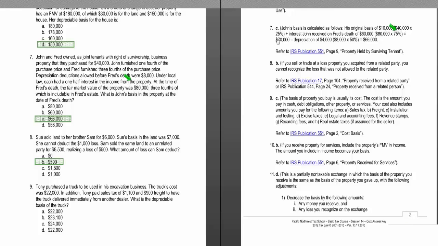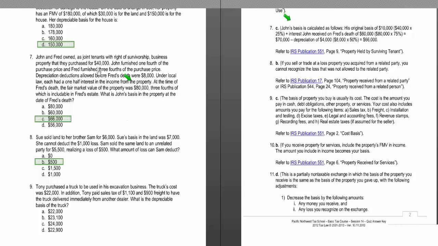So continuing with the calculations going into John's basis, we take a look at the basis in the inherited portion of Fred's share of the business. The inherited basis is $60,000. So the basis in 75% of the business is $60,000. But the remaining 25% of the business was not inherited. And so for the remaining 25% of the business, we go solely to John's original cost. Well, his original cost was $10,000.